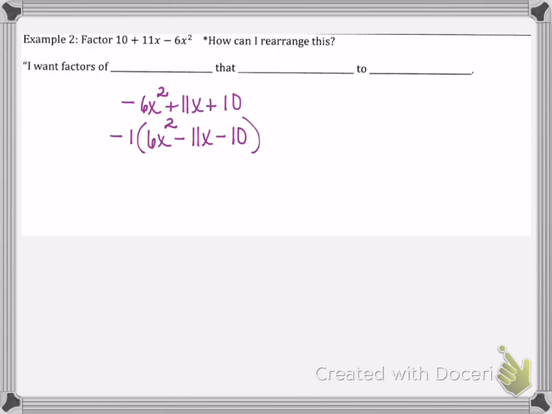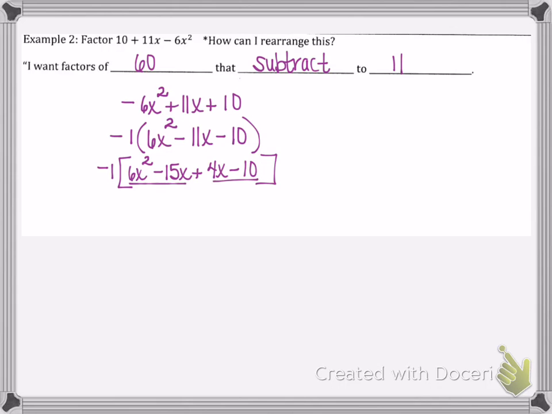So then I want to find factors of 6 times 10 gives me 60 that subtract to, not 10, middle term is 11. The two factors that are going to do that for me are a 15 and a 4. And the 15 needs to be negative because the 11 is negative. So I've got a negative 1 out in front. 6x squared minus 15x plus 4x minus 10.